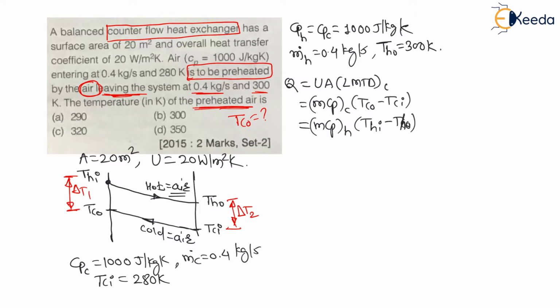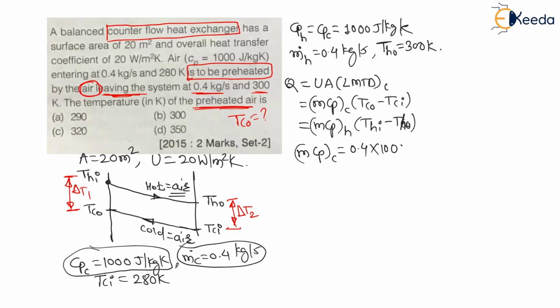Now my dear students, observe here. If I check mass flow rate into specific heat of cold fluid and mass flow rate into specific heat of hot fluid, you will find the same answer. Now here it is a special case of counter flow heat exchanger, that is equal heat capacity rates. Mass flow rate of cold fluid is 0.4, it is given here, and Cp of cold fluid is 1000, right?